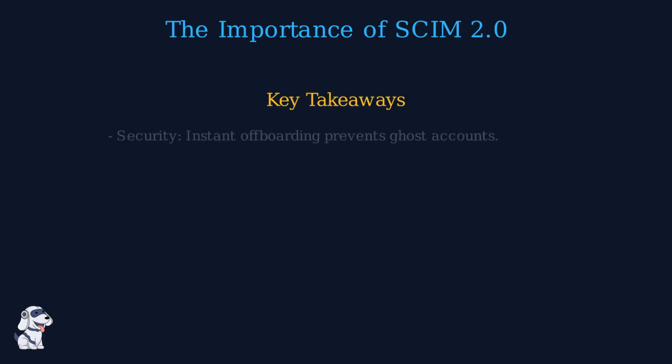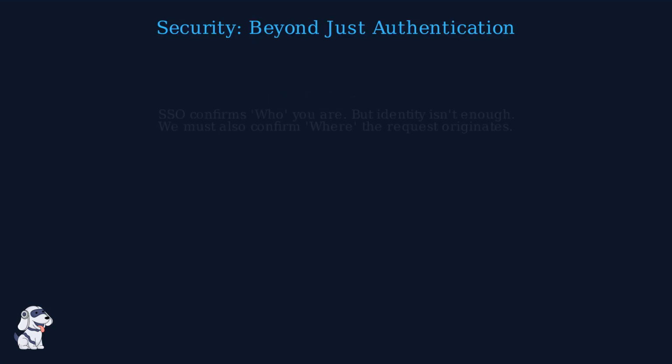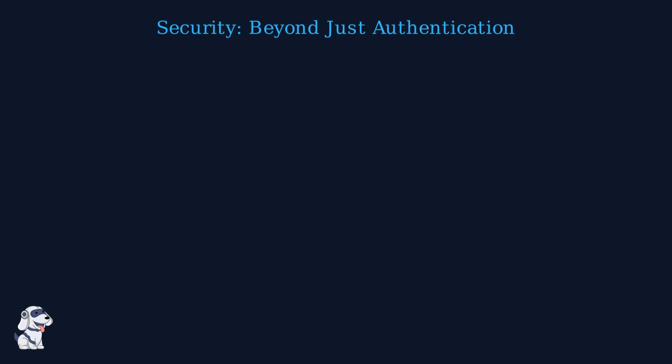SCIM 2.0 is more than just a convenience. It is a critical security layer that removes manual bottlenecks and ensures that your Snowflake environment remains secure, compliant, and up to date. Single sign-on is fantastic for confirming who you are, but in a secure enterprise environment, identity alone is not enough. You also need to verify where the request is coming from.